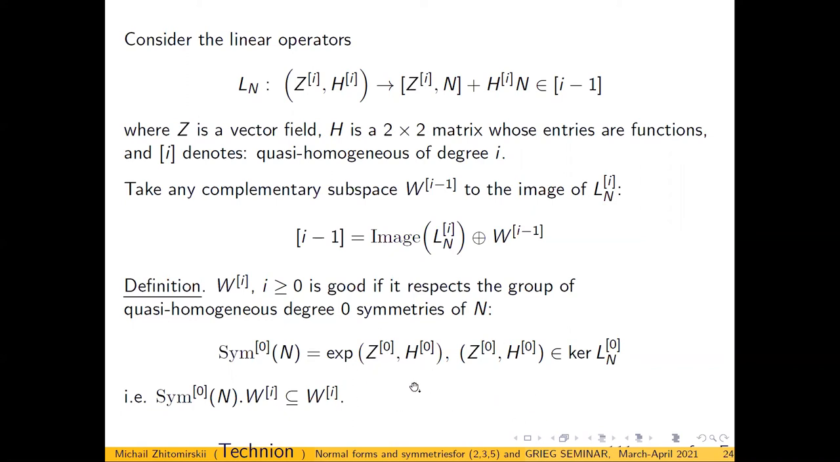So consider this as an object. It is a finite dimensional vector space. Yes, H is a constant matrix and this is homogeneous degree zero, but it is defined by this constant matrix H. So this is GL2. This is some realization of GL2.